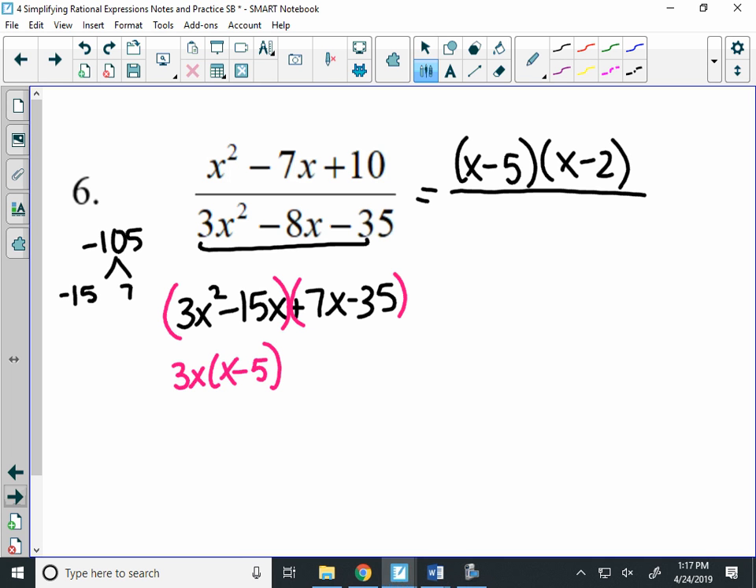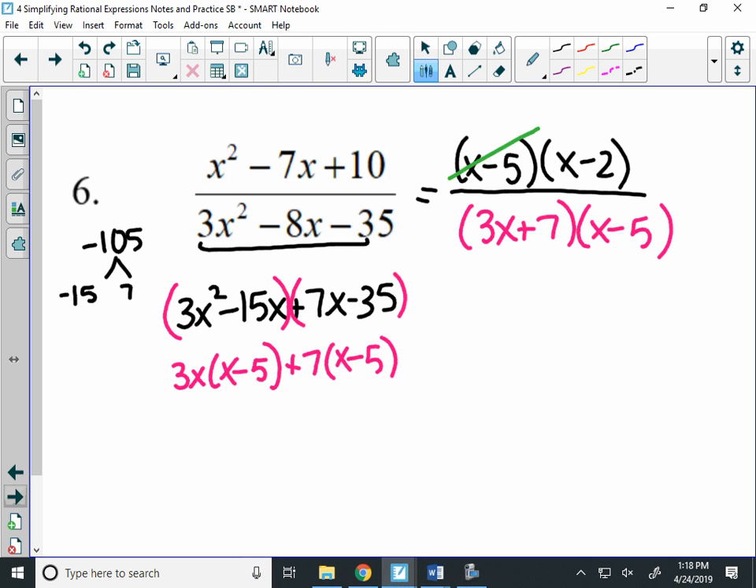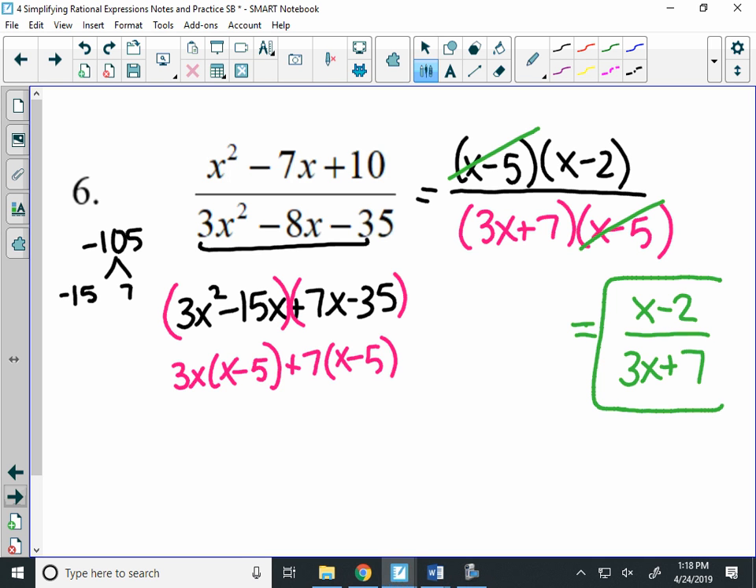And my other GCF is 7. You should see a good thing here because when I have 3x plus 7 times x minus 5, something is going to cancel. It sure is. x minus 5. So your final answer here is x minus 2 over 3x plus 7. All right, not too bad today, right?